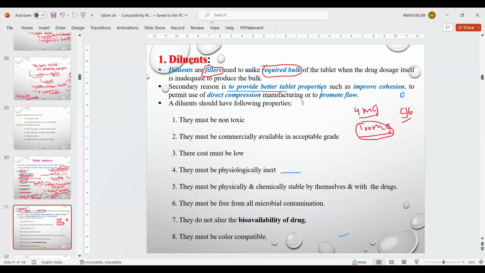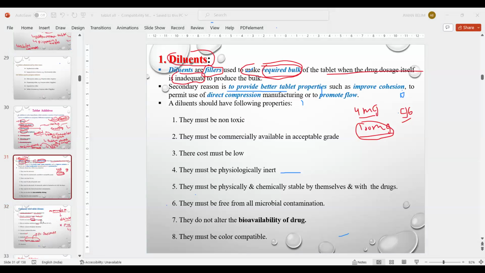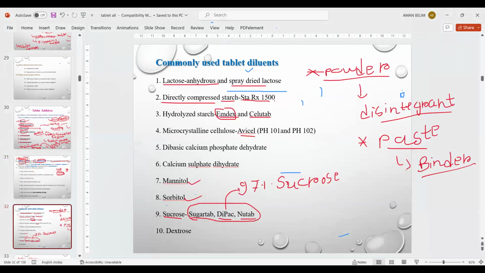So to provide the bulk to the tablet where the dose of the API is very less, for that reason we use diluent. Okay, see, here it is also written, right, to make a required bulk when the tablet dosage form itself is inadequate, which means, as I have told, that the dose is very less. Okay, so these are the examples of commonly used diluents, very important examples. Okay, very important.